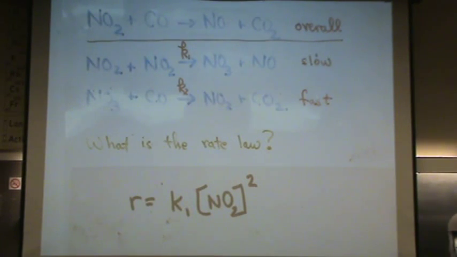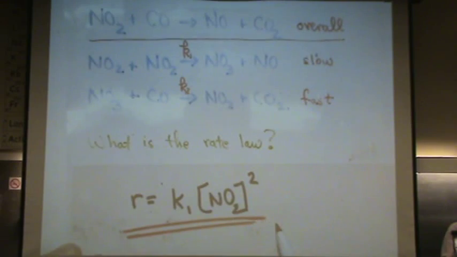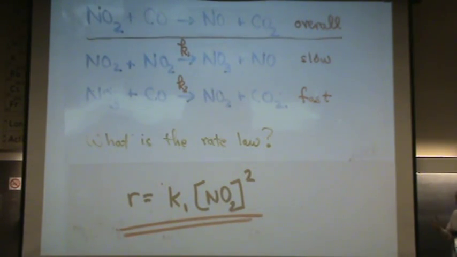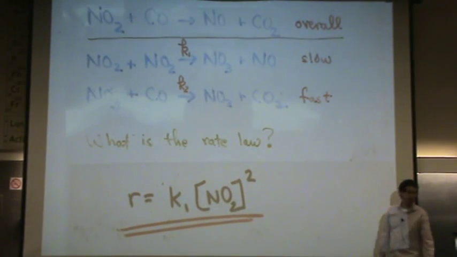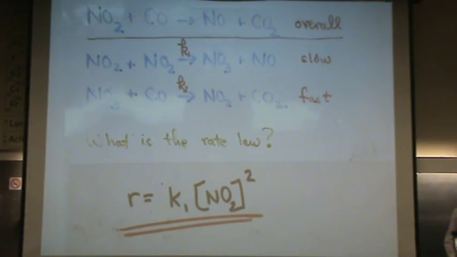So this is the easiest possible case. I have now solved for the rate law for this set of reactions when the first one's the rate determining step. Whenever that happens, that is the easiest possible case. You just write down the rate law for the first reaction, and you're done.